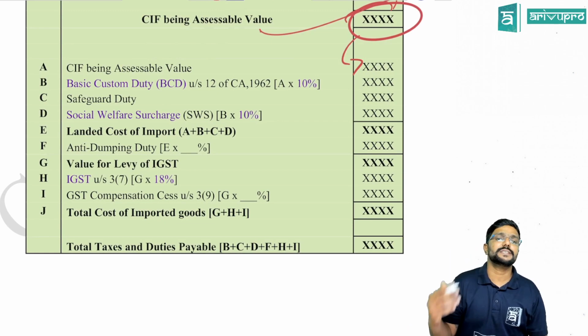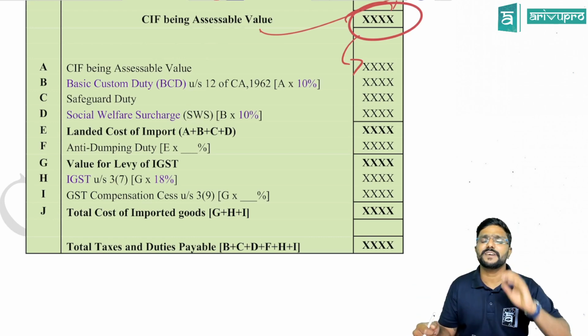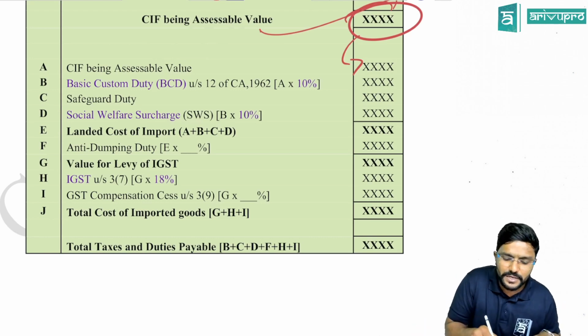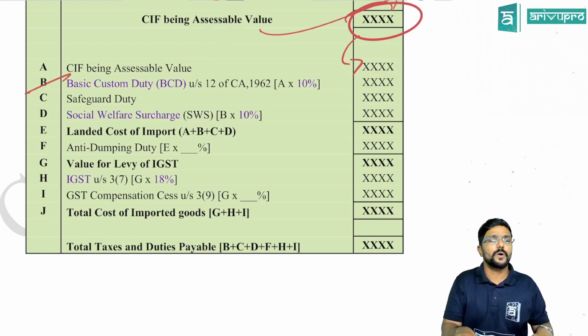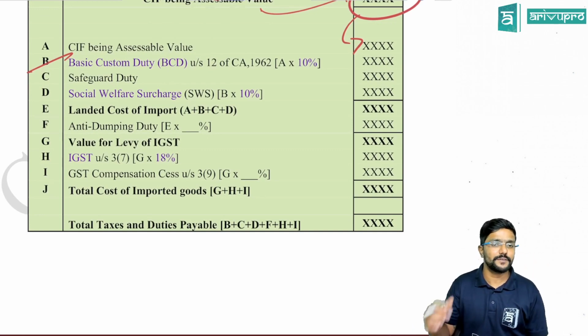On that, basic customs duty will always be calculated. If the respective rate is given, please take it. If not, always apply 10%. Then safeguard duty, if it is given, calculate it at whatever rate they have given. Social welfare surcharge will always be there, but that is on basic customs duty, at 10%. Then you will get something called landed cost of import after adding all this.